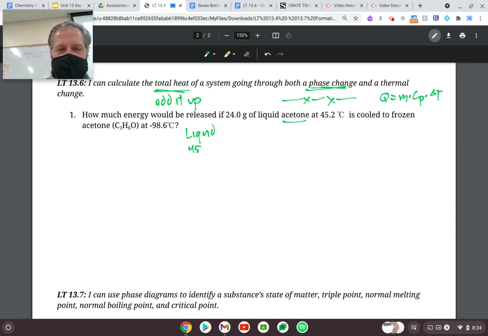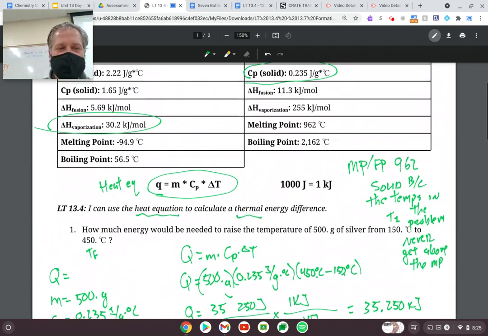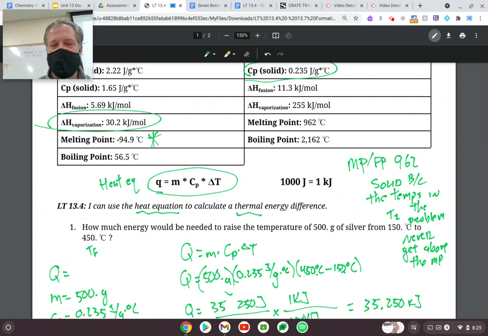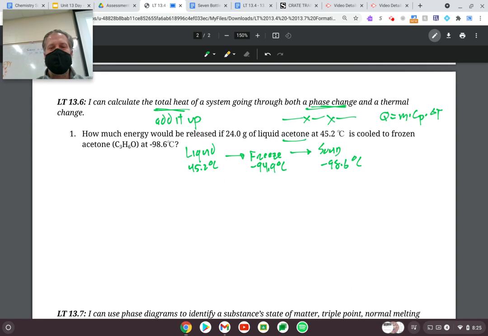at 45.2 degrees Celsius, going to freeze, and we'll look up that temperature in a second. So I'm going to go back up here and find that. Acetone's freezing point and melting point is negative 94.9. So at negative 94.9 degrees Celsius. And then I'm going to be solid, because it's frozen, at negative 98.6 degrees Celsius. So I'm just going to use that to help me decide what to do when. But I do know that I have to take this acetone and cool it from 45 to its freezing point.